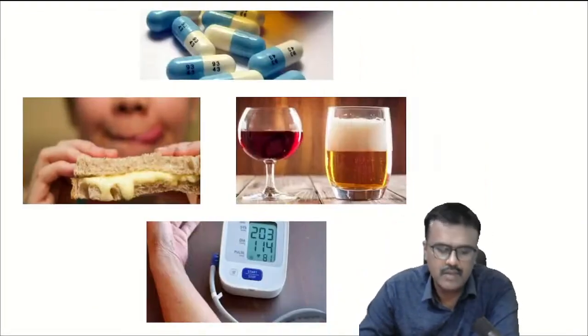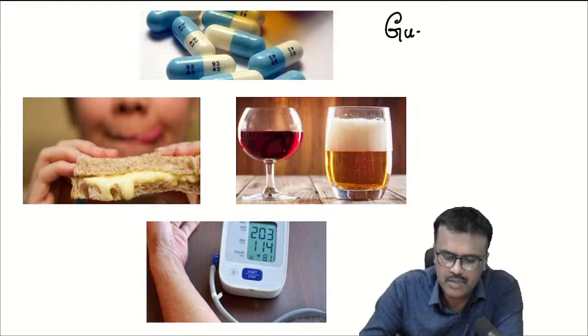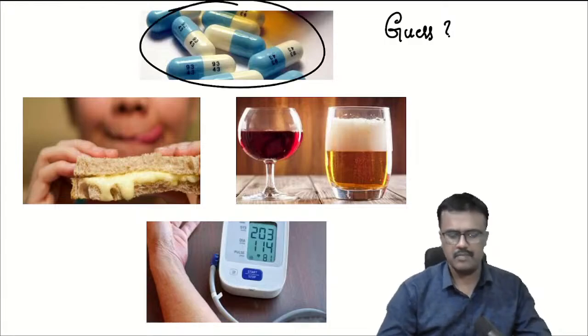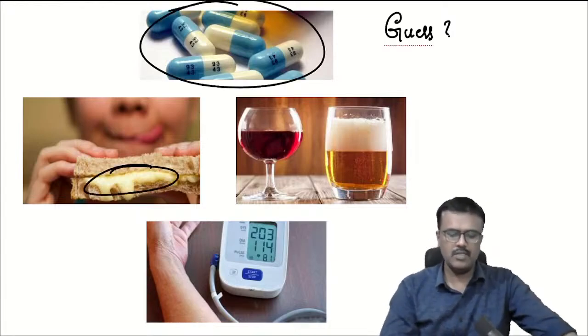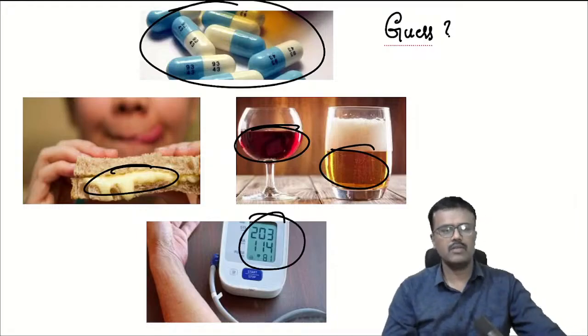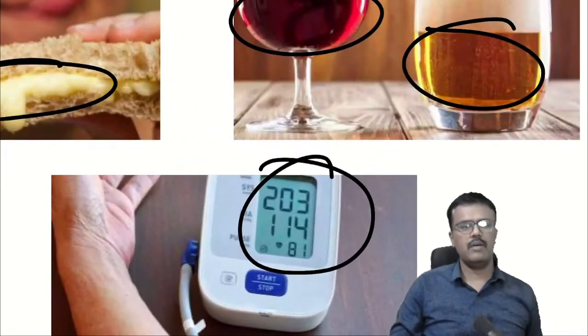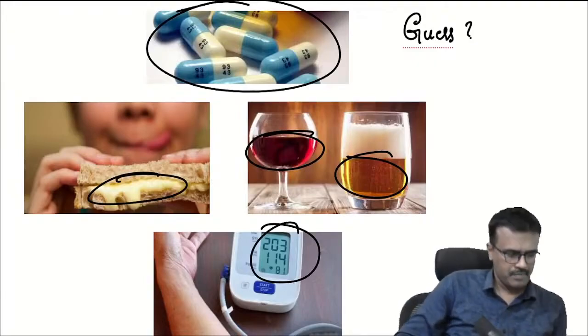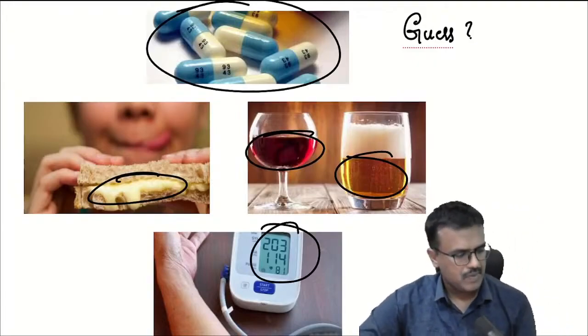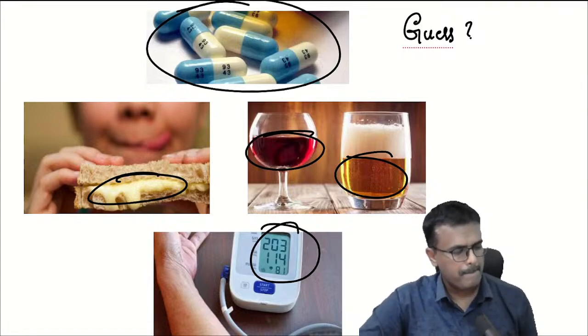Now, can you guess the drug by looking at the image? I'll give some time for you people. Guess it. The patient is eating cheese, drinking wine, beer, and you can observe the BP has gone up to 203 by 114. So what is this? What drug is the patient on? Guess.